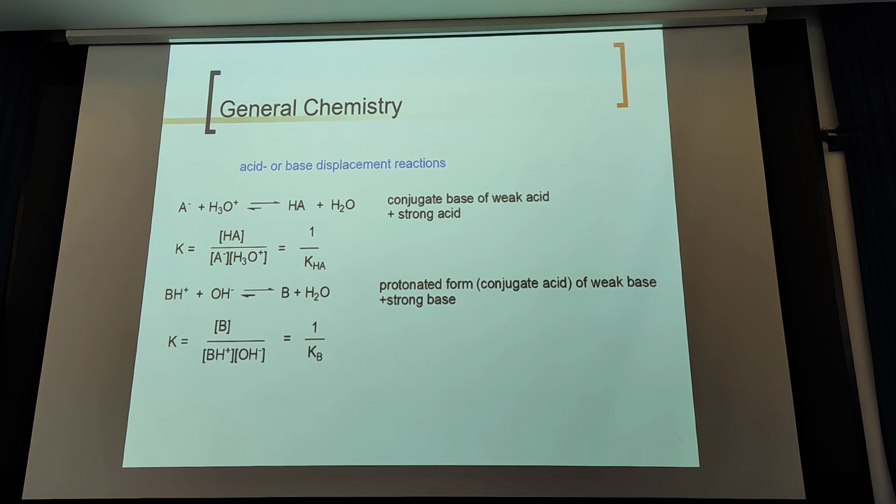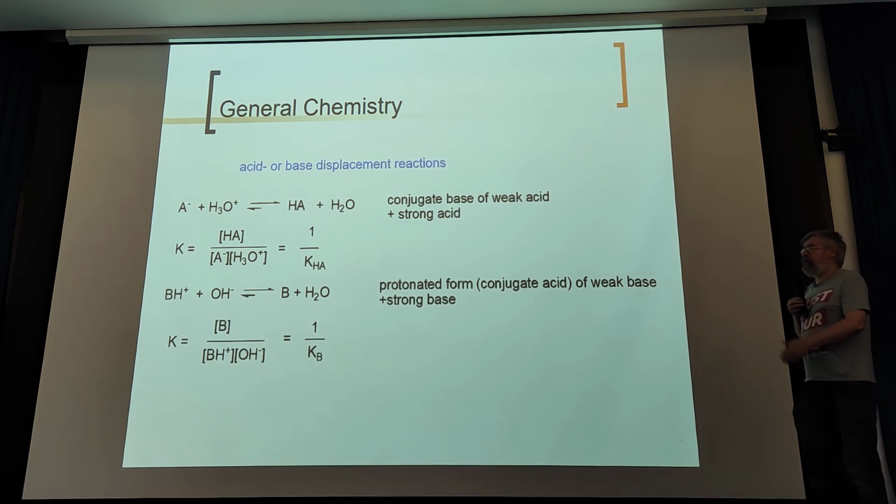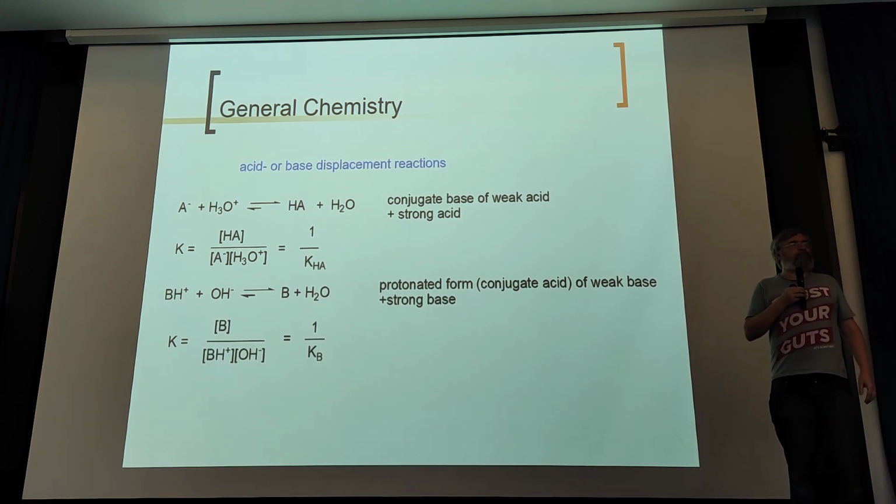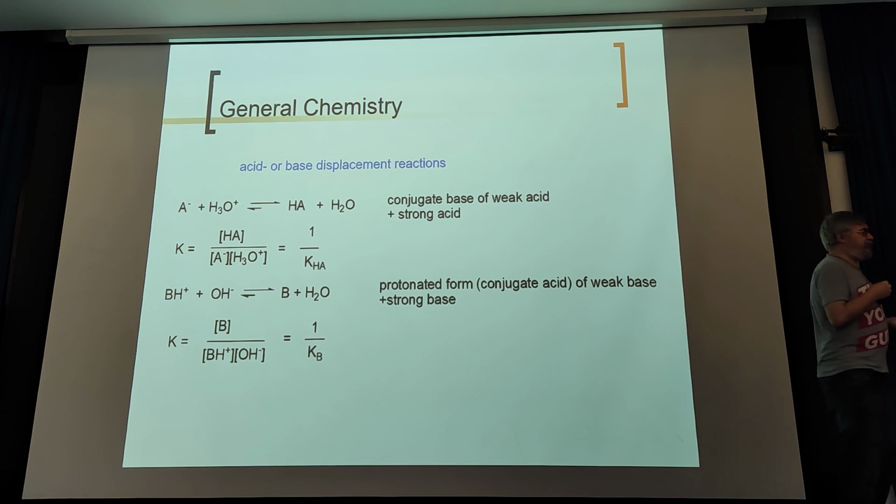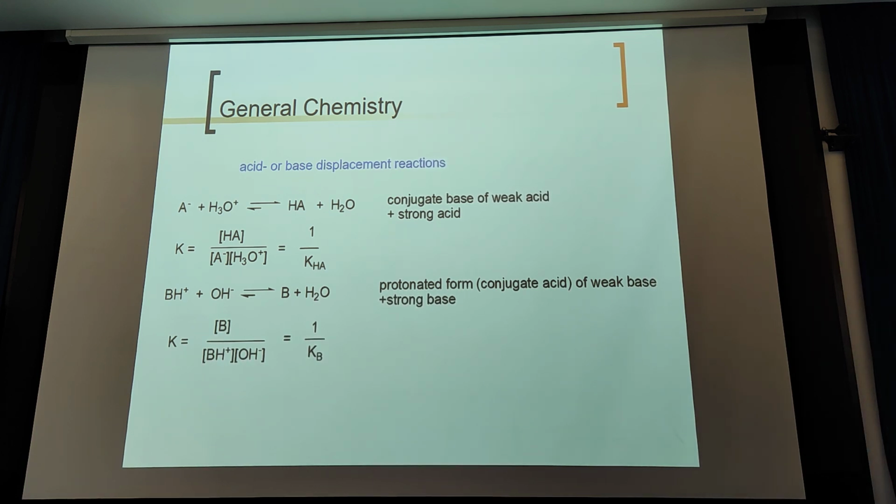What about the base? Same thing, we have a protonated weak base, BH+. We add strong base, OH-, we form B and water, 1 over Kb. Again, it is expected to be a big number. So it means a strong base displaces a weak base from its salt. That is the expression of how it is being done.